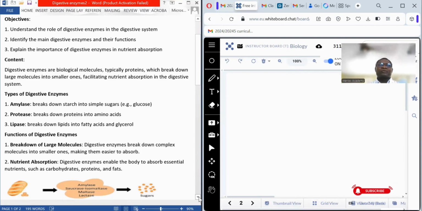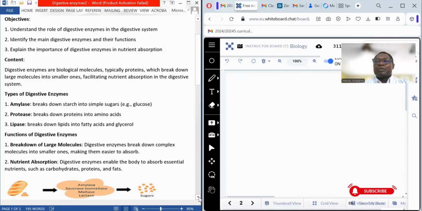So let's see some types of digestive enzymes. Amylase is a digestive enzyme that acts upon carbohydrate. It acts upon sugar. It breaks down carbohydrate into simple sugar, which the body can absorb. Another type of digestive enzyme is protease. Protease acts on protein. It breaks down proteinous food substances, converting it to amino acids.